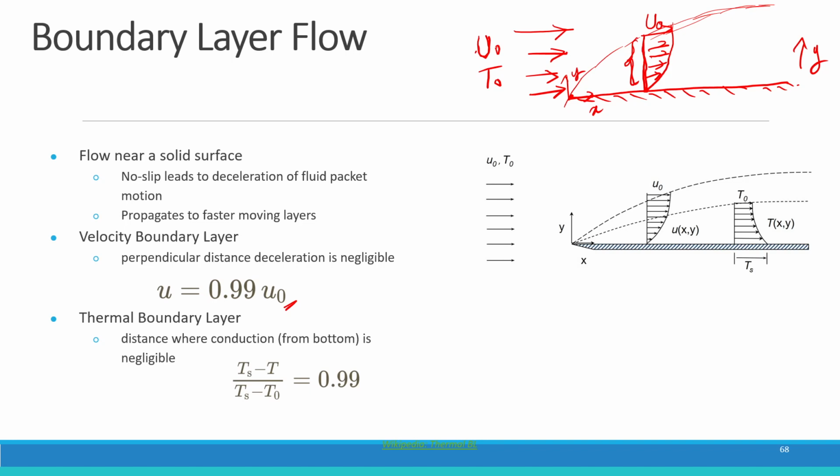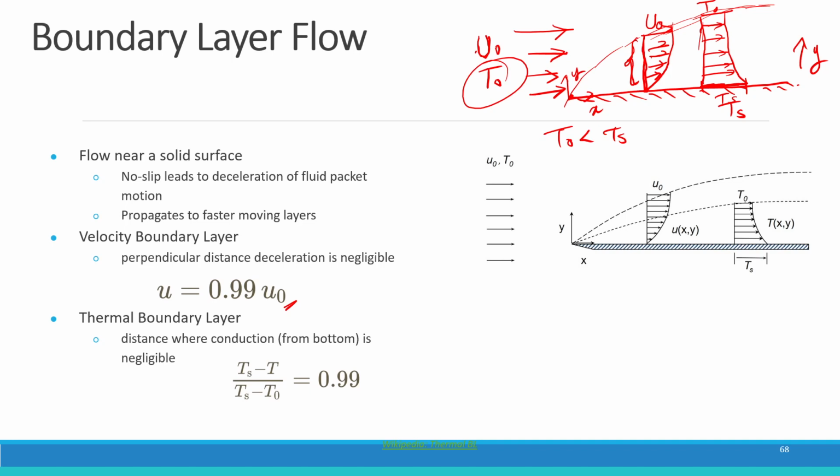Similarly, for heat transfer, let's say the temperature of the surface is maintained as Ts. The fluid element that is in contact with the surface will have a temperature of Ts. Let's consider this is my Ts, but as we move away from the surface, the temperature of the fluid element will keep on decreasing. That is, if it was Ts, it will eventually reach the temperature T0. So here T0 is less than Ts.